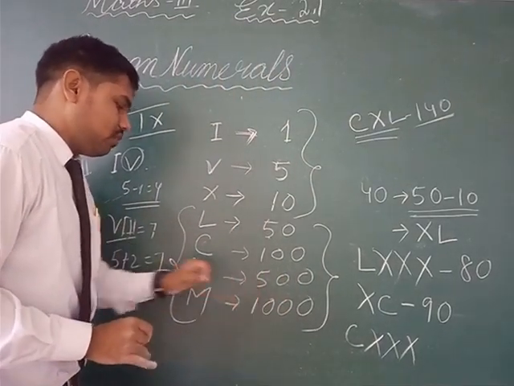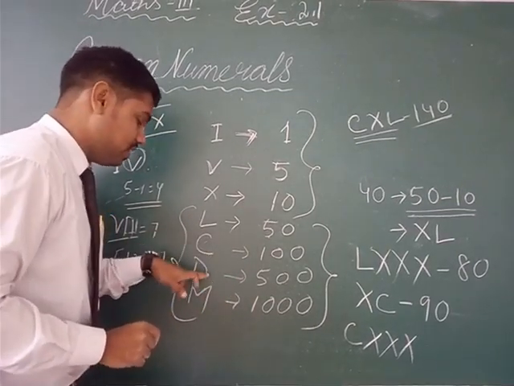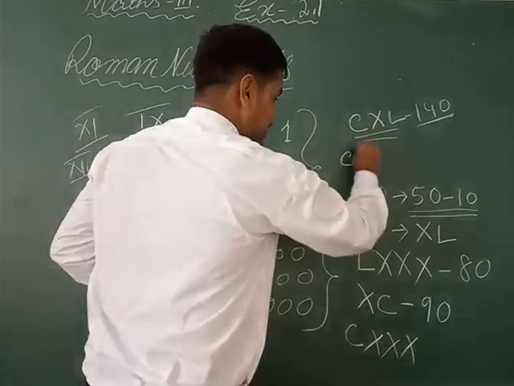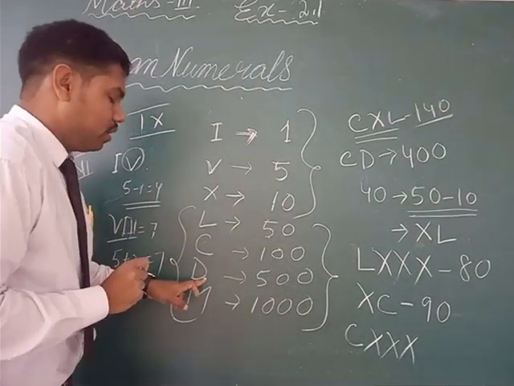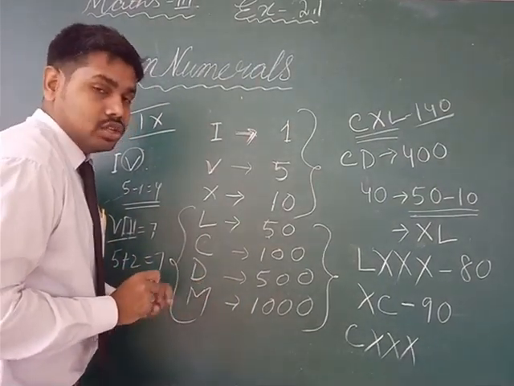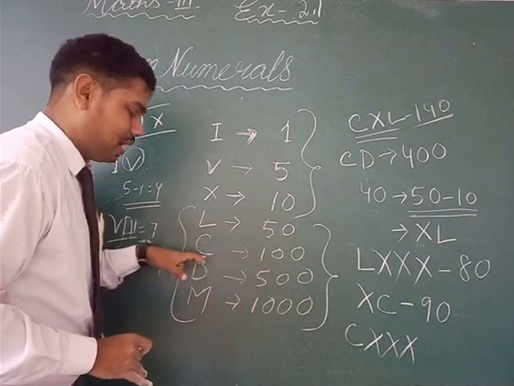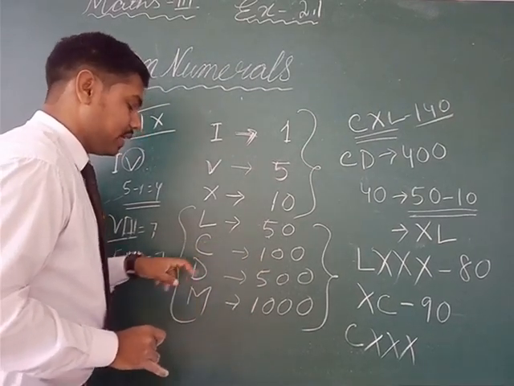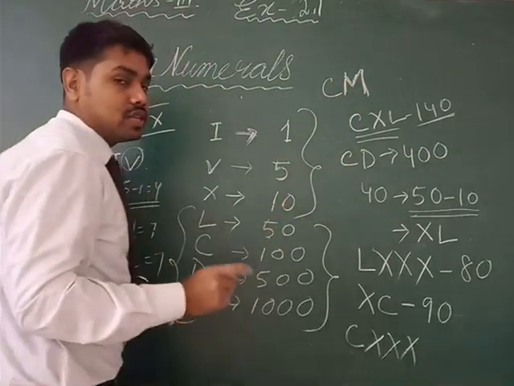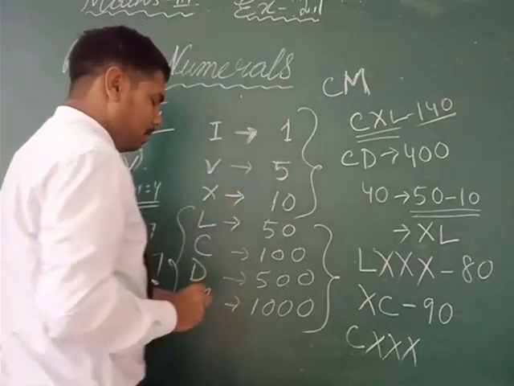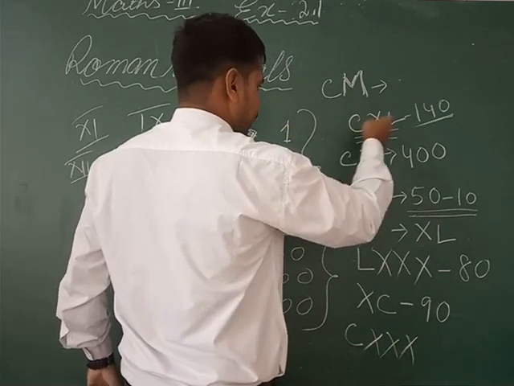And same way for 400, how will we write? We will subtract 100 from 500. So we will subtract C from D. So that means CD will be for 400. Okay. Next, same way, suppose I want to write 900. So for 900 we know 1000 means M and 1000 minus 100 means 900. So M minus C. You have to subtract C from M. So subtract means before you have to write. So CM will be the Roman numeral of 900.